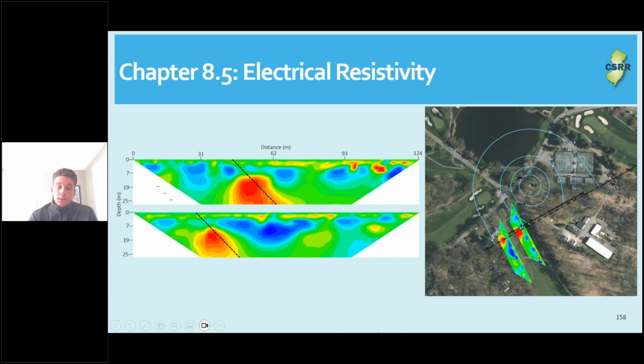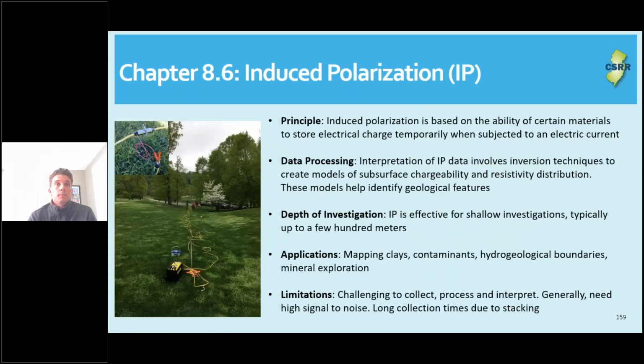So next slide, please. Just should be IP. Yes. So all right. IP, induced polarization, also injects current into the ground, similar to electrical resistivity, but it measures how much energy a subsurface object can store and release later. So basically, it's capacitance. With electrical resistivity, the measurement is made while the current is flowing, and with IP, the measurement is made once the current is shut off.